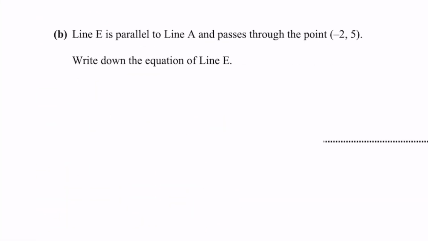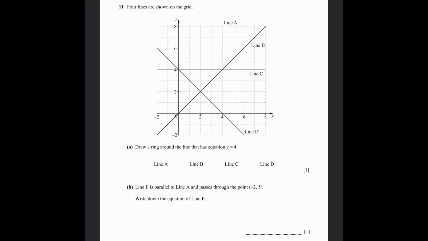Now we can move on to question 11. 4 lines are shown on the grid. A. Draw a ring around the line that has equation y equals 4. y equals 4 means it is a horizontal line. That means there can only be one answer, line C. If we check it, all the points on line C have y equals 4. That's why we can say line C is the answer.